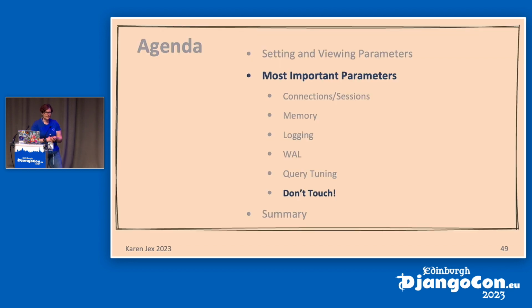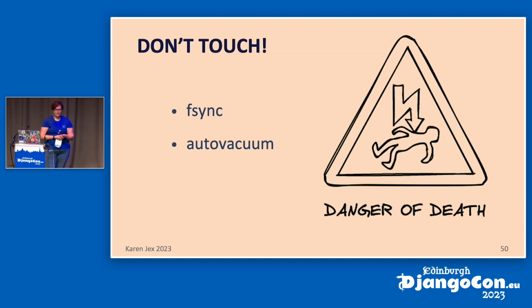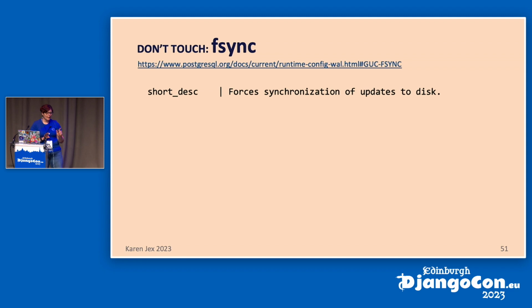Oh, I slipped in an extra agenda item, which is parameters to leave alone. So fsync and autovacuum. You can improve performance of your database by doing away with the pesky fsync calls. You know, it takes quite a lot of resource for Postgres to make sure that all of the updates are physically written to disk.